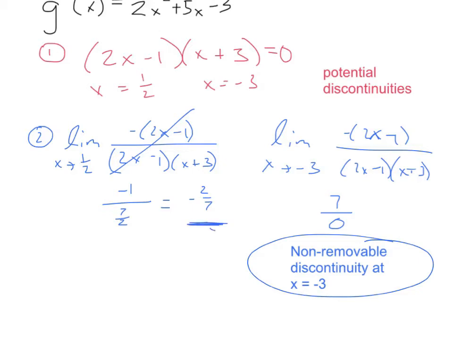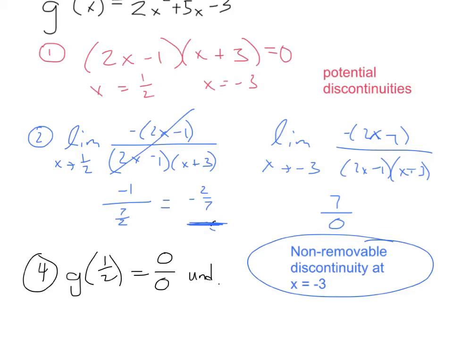It was negative 2/7. So now I need to look at what actually is, and I suppose this is sort of like step 4. I need to figure out what is g of 1/2. What happens when I actually attempt to plug in 1/2? What you'll notice here is that when I attempt to plug in 1/2, I get 0 over 0, which is undefined. So what does it mean if the limit exists, but the value of the function is undefined?